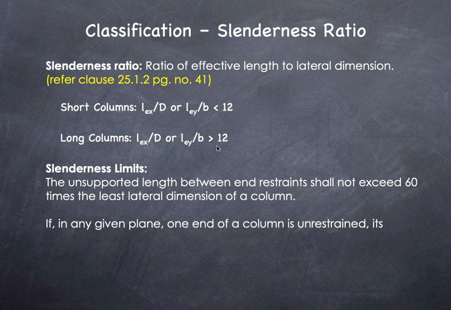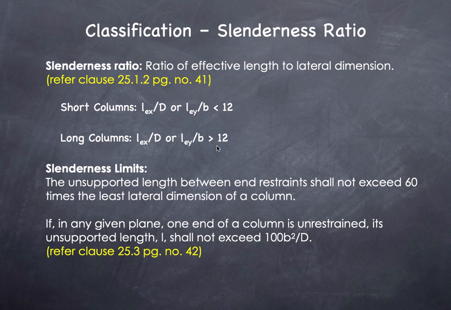Now, the unsupported length between end restraints shall not exceed 60 times the least lateral dimension of a column. This is an additional criterion which we have to check for slenderness ratio. If in any given plane one end of a column is unrestrained, its unsupported length L shall not exceed 100 b square by D. Here it is a capital D. This is as mentioned in clause 25.3, page number 42 of IS 456.